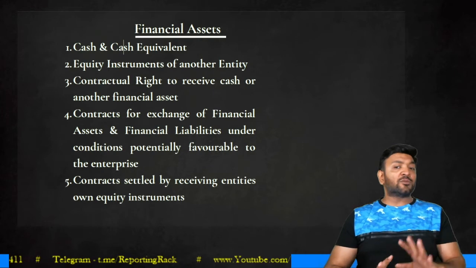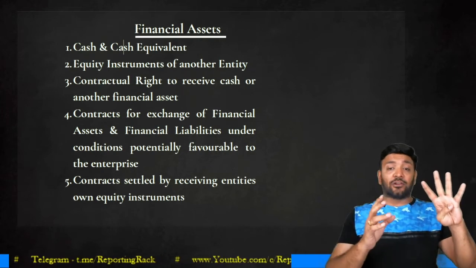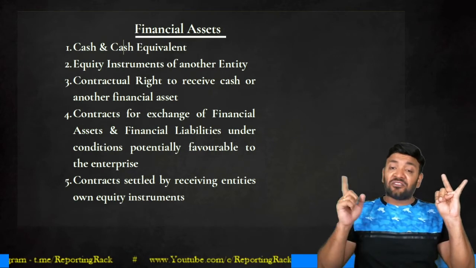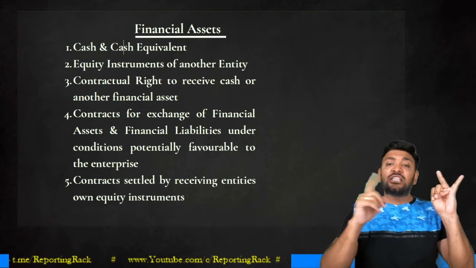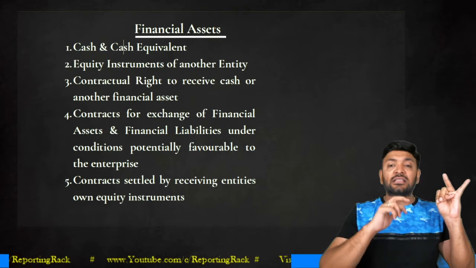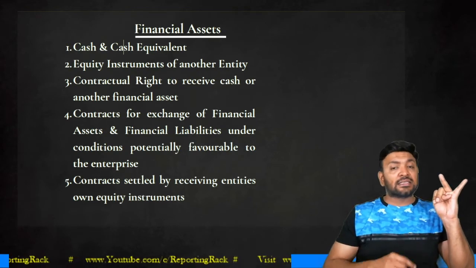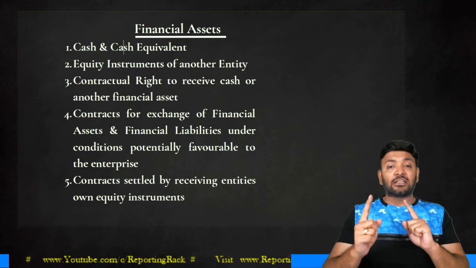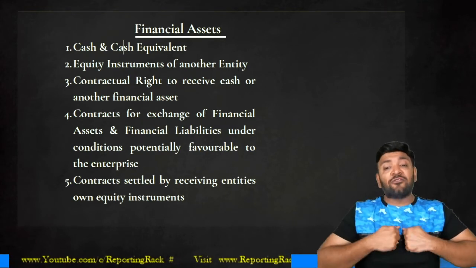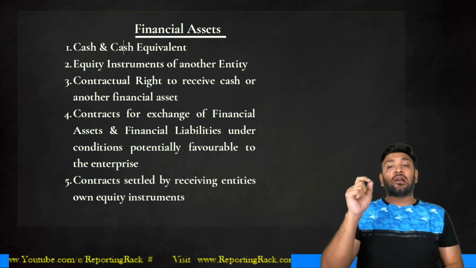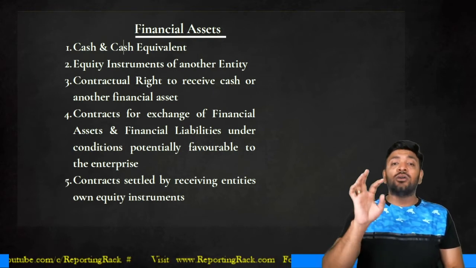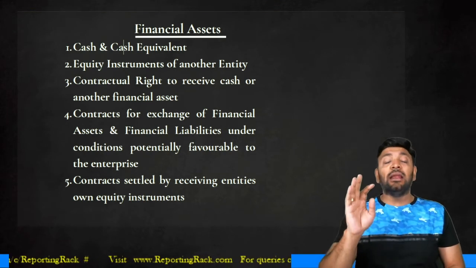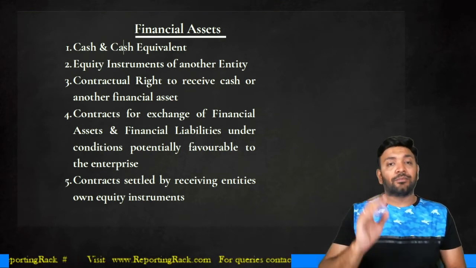So financial assets broadly fall into 4 categories which are relevant for us. Cash and cash equivalents; equity instruments of another enterprise, like my holding shares in Infosys, Reliance, Tata Steel, and so on; contracts for exchange of financial assets and financial liabilities which are potentially favorable to the enterprise; or a contractual right to receive cash or another financial asset. This in total will be my definition of financial asset.